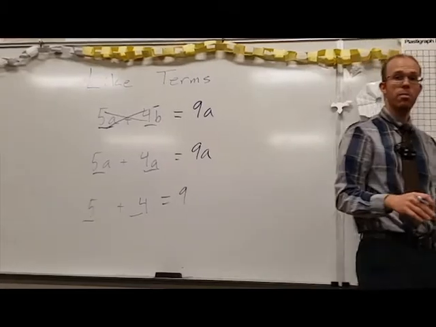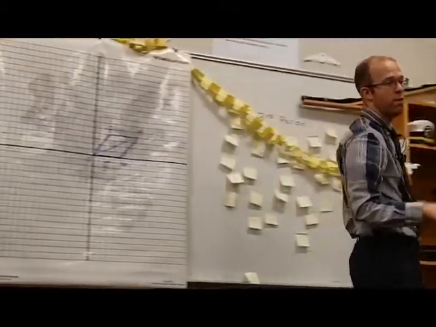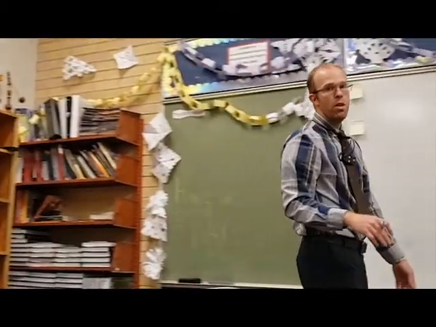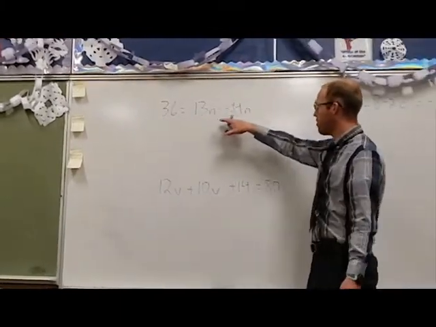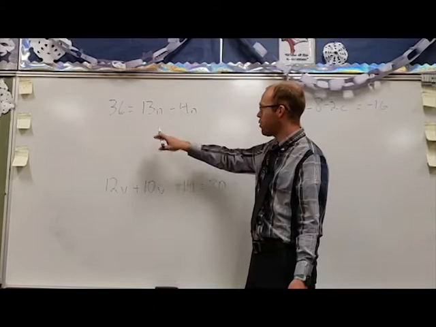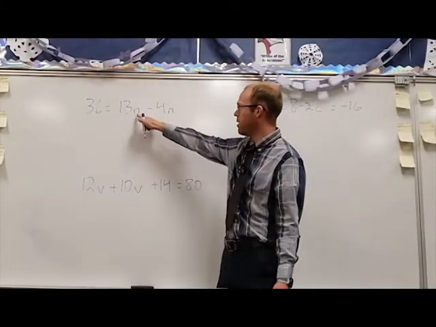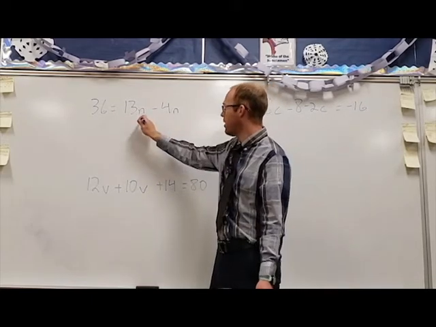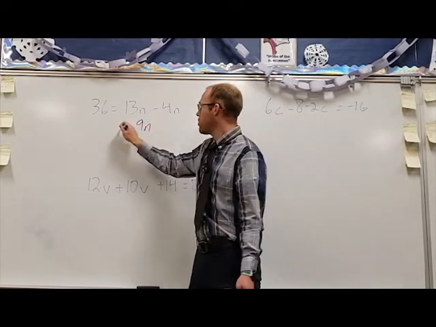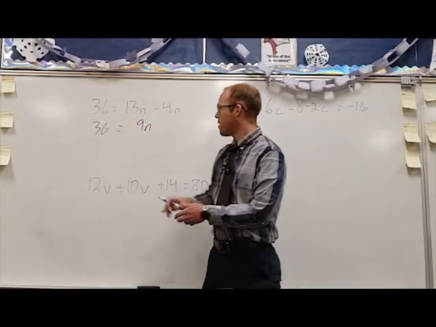All right, we're going to use some like terms to solve a few different equations right here. So you will see right here we have a variable in 2 separate terms. This time they're separated by subtraction. So we can combine these two because they have the same variable. 13n minus 4n gives us 9n. So we end up with 36 equals 9n.